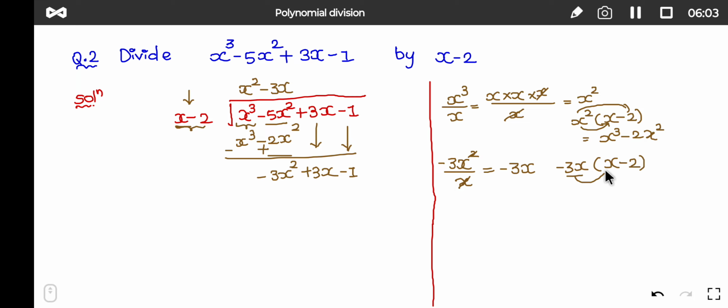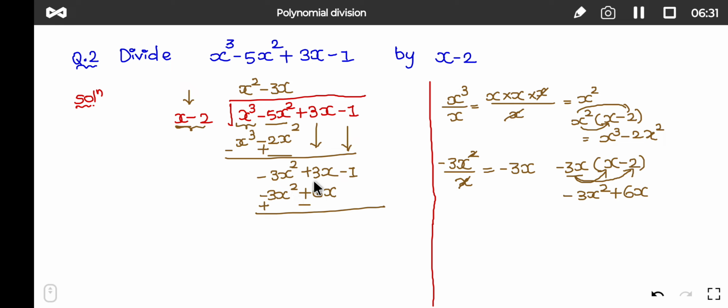Multiply this minus 3x with the divisor, which is x minus 2. So minus 3x multiplied by x, which is minus 3x square. After that minus 3x into minus 2. So first of all sign multiplication. So minus minus plus, 3 into 2 6, and x is also there, so 6x. So minus 3x square plus 6x. Next step, change the sign. So this minus become plus, plus become minus.